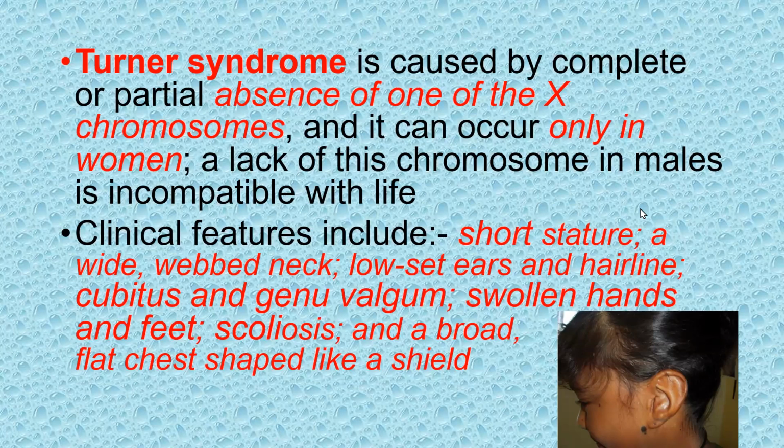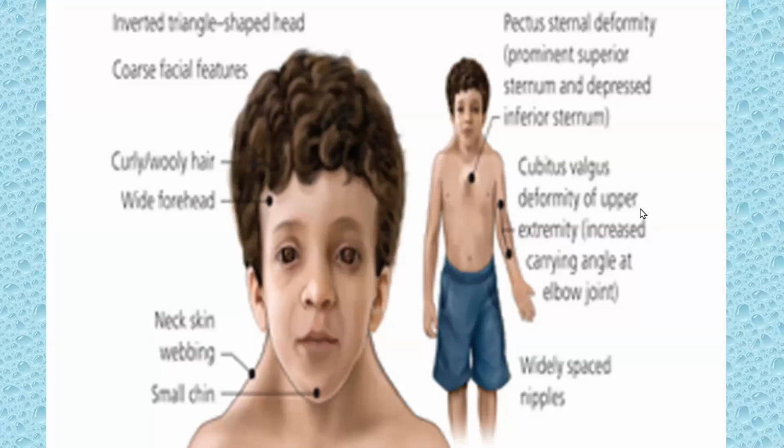These are the characteristics of these lesions. They have special coarse facial features, they have curly hair, they have a wide forehead, they have a protruding chin, and they have webbing of the neck. And they have a pectus excavatum.